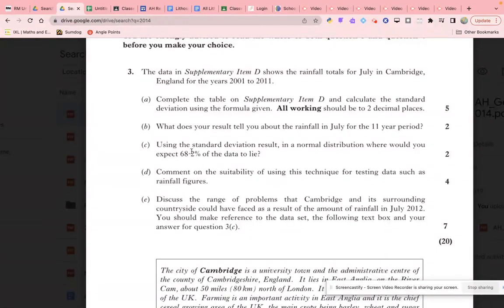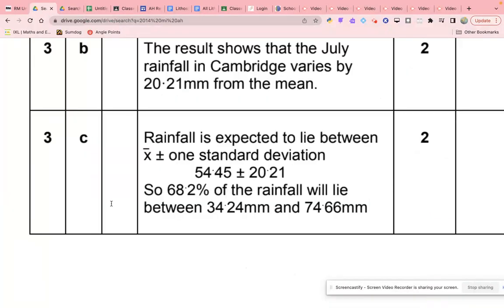But what does that result mean? What can we expect 68.2% of the time? And that is just the result, the one standard deviation. Now, why is this test suitable? Well, let's just have a quick explore of that. You will also find another tutorial that explores that in a lot more detail. But why is it suitable?